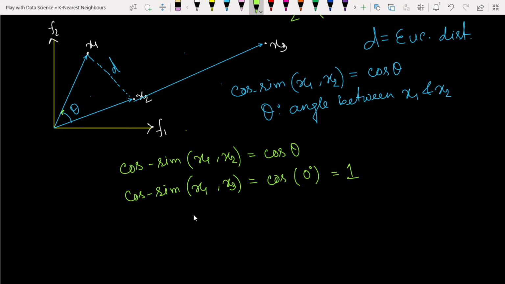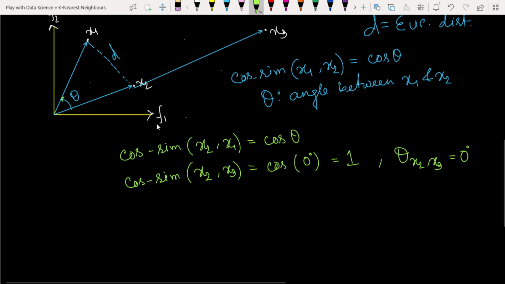Cosine similarity of x2, oh sorry, I have written something mistaken here. It will be x2 and x3, and x1 and x2 is theta. If we are using the same direction, x2 and x1. Okay, I think it is clear to all of you. Now theta of x2 and x3 is equal to 0, because of this you got this.